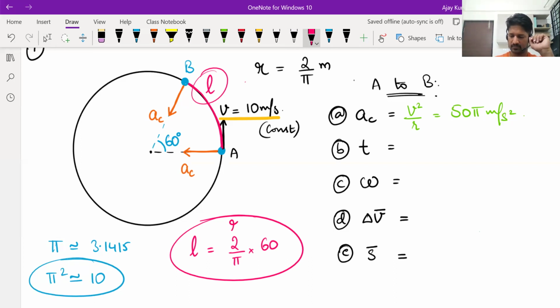Sir, we should change it to radian. Correct. L is equal to r theta is valid only when theta is in radians. 60 is in degrees here. How much is 60 degrees in radians? Pi by 3, correct. 180 degrees is pi radians. Then 60 is 180 by 3, so it should be pi by 3 radians. So we should not write 60 here; we should write pi by 3. Pi gets cancelled and L becomes 2 by 3 meters. That's the distance from A to B.